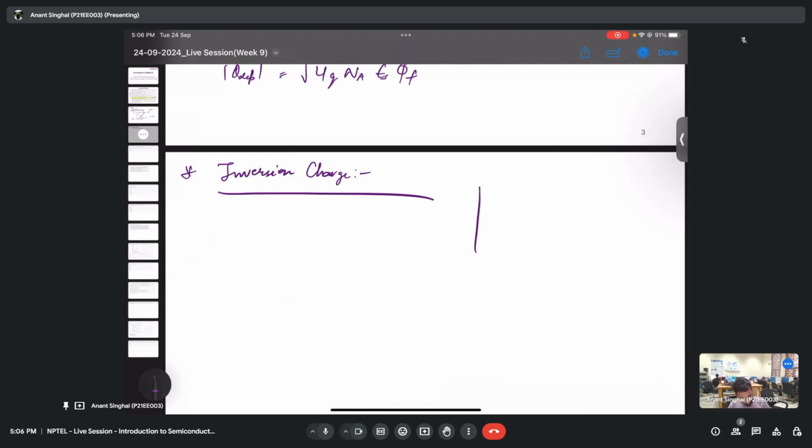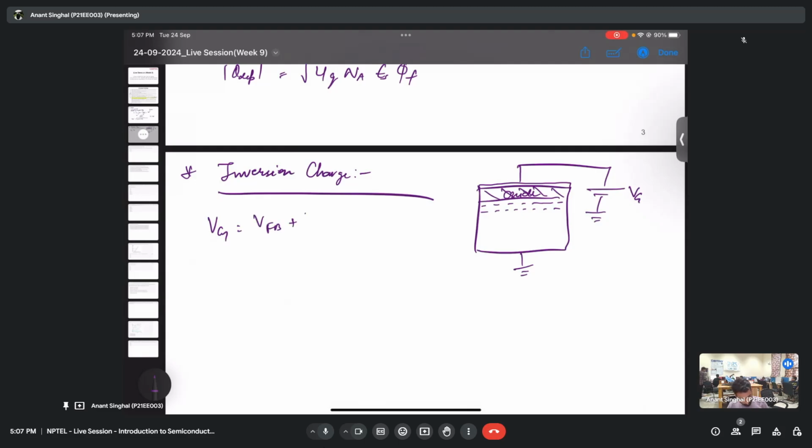So we have this MOSFET, in which we have the oxide and this metal layer, that is the gate, to which we apply a certain VG voltage. This we already know now. In the inversion layer, we have the accumulation of minority carriers, that are the electrons, near the semiconductor oxide surface. So the total gate voltage will be nothing but the flat band voltage plus the oxide drop, and at last the surface potential.